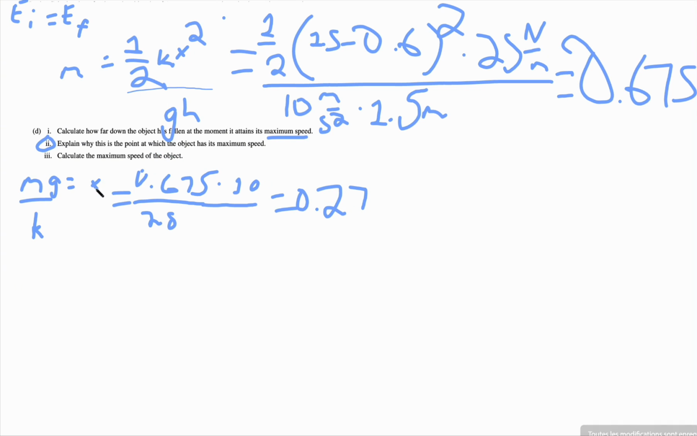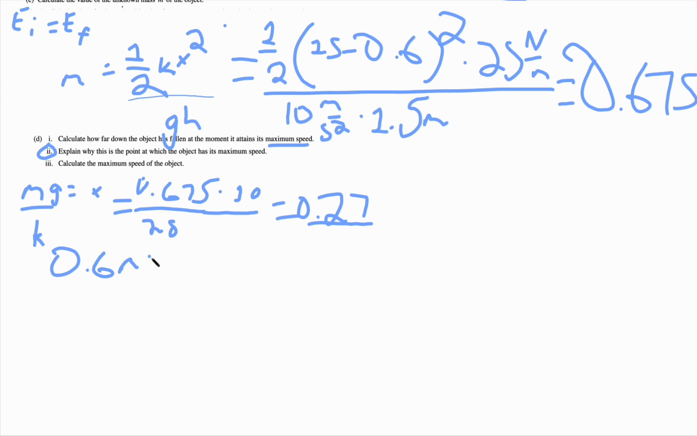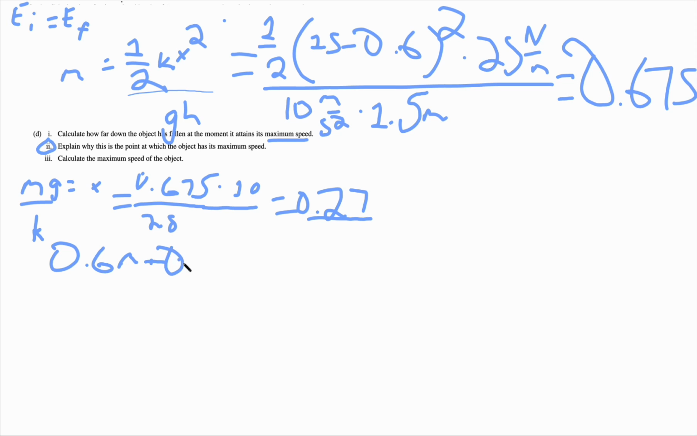However, this is our displacement. This is not the full length of how far the box has fallen, how far the mass has fallen. Remember that the core takes 0.6 meters before it actually starts being displaced. So, the full height would be 0.87 meters.